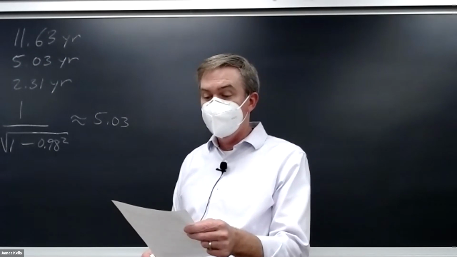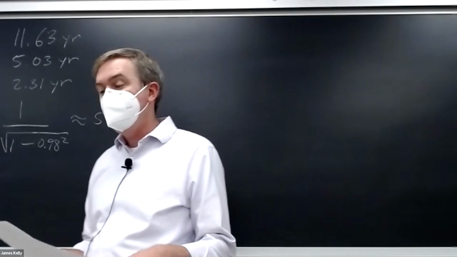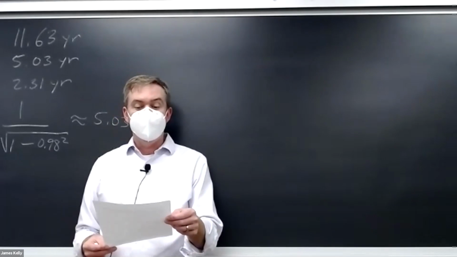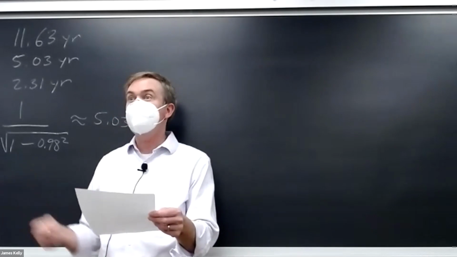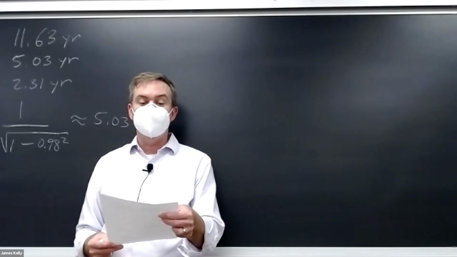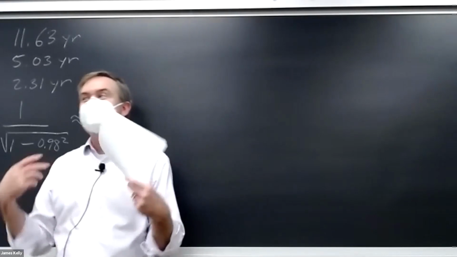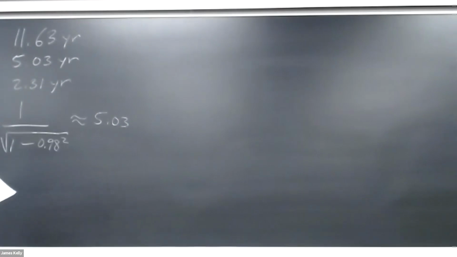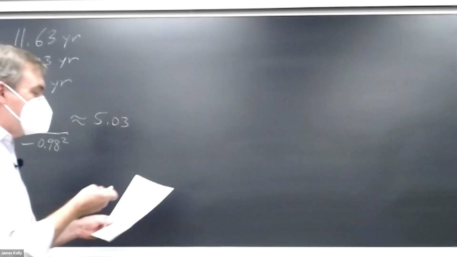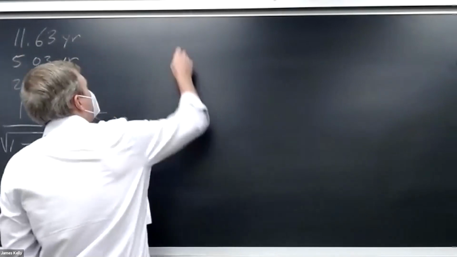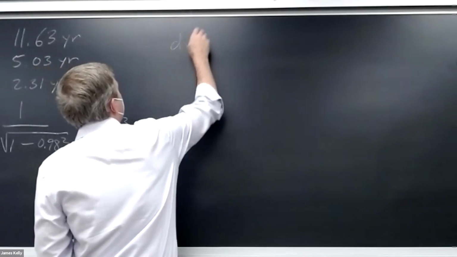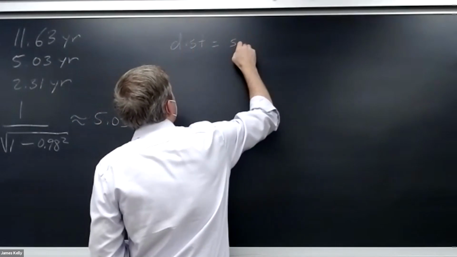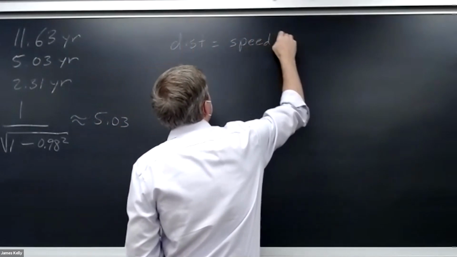trip to Procyon take? Well, we know if the ship were traveling at the speed of light, as measured by the Earth and the sun's IRF, it should be 11.4 years because the distance is 11.4 light years. But they're not going quite that fast, so we need to use our old friend that we're using quite a bit these days, and we'll continue to use quite a bit. Distance equals speed times time.